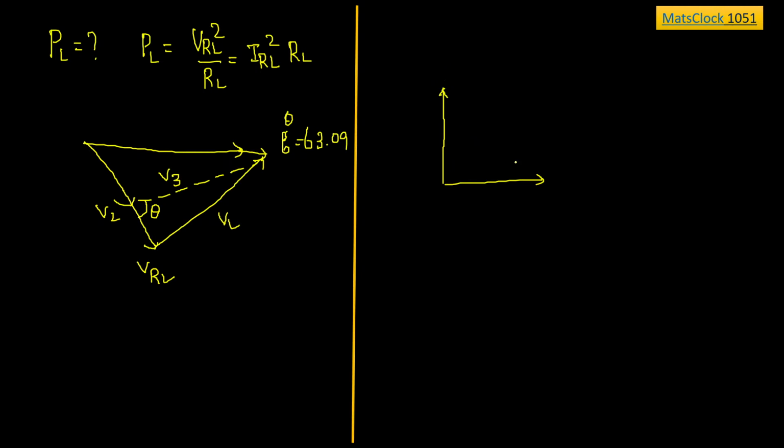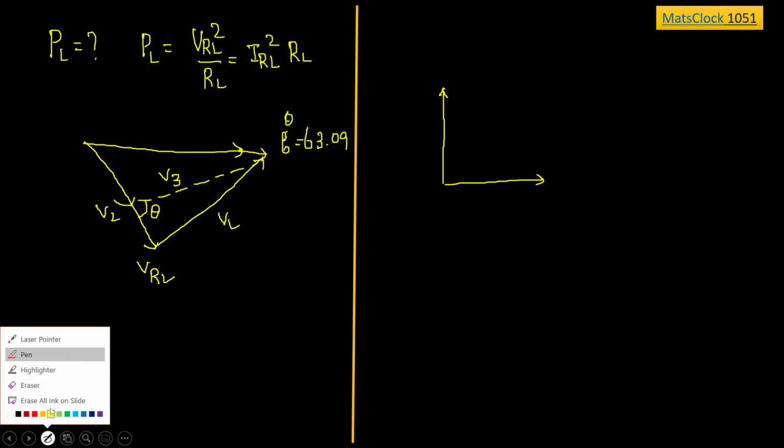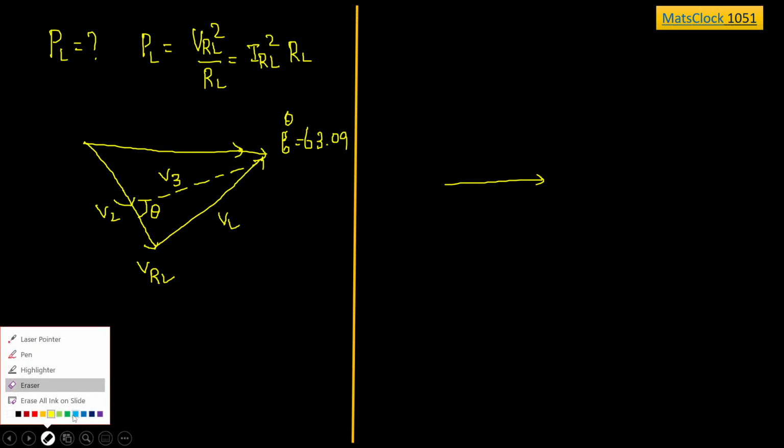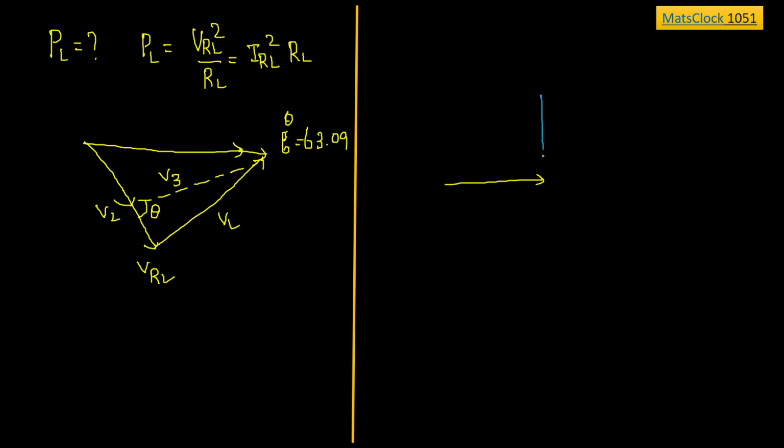Okay, I'll be drawing like this. I hope you have all understood already, but I'm drawing one more time. See how it is like this. How it is looking like this. This is VRL, this is VL. And if we join these two points, that can be treated as V3. And this is the position of theta.